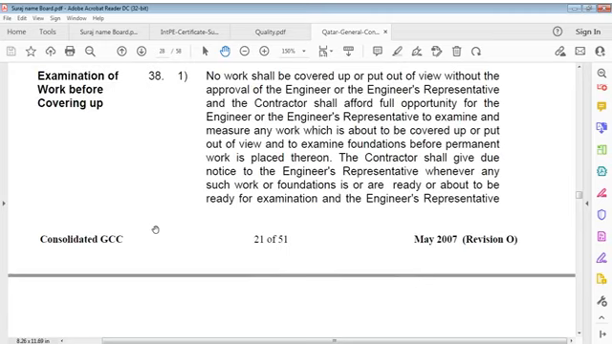Examination of work before covering up. It's a very important one. No work shall be covered up or put out of view without approval of engineer, for engineer or its representative to examine and measure whatever work which is about to be covered up or put out of view, and to examine foundations before permanent work is placed thereon. Contractor shall give due notice to engineer's representative whenever whatever such work or foundation is ready or about to be ready for examination.